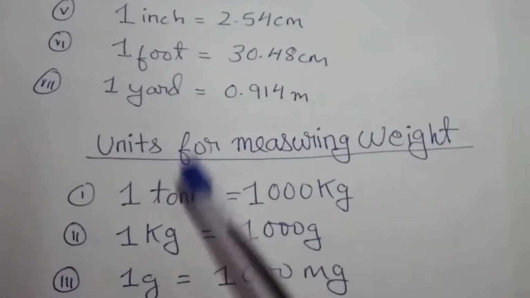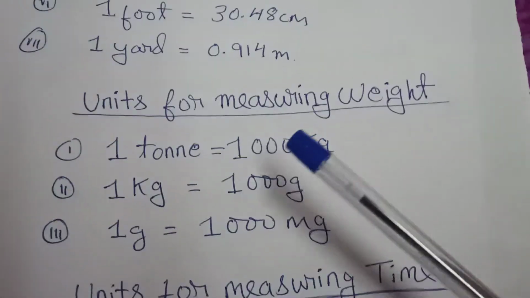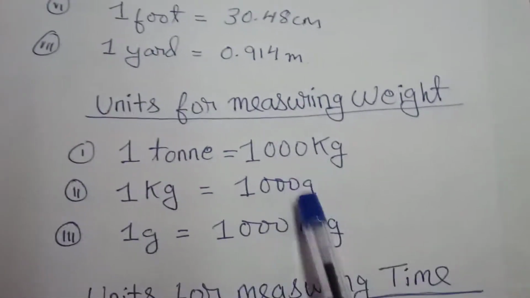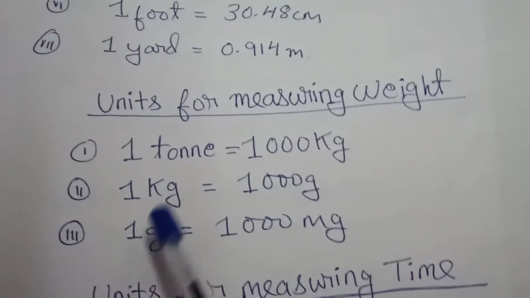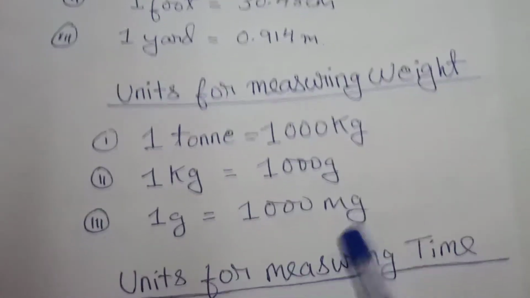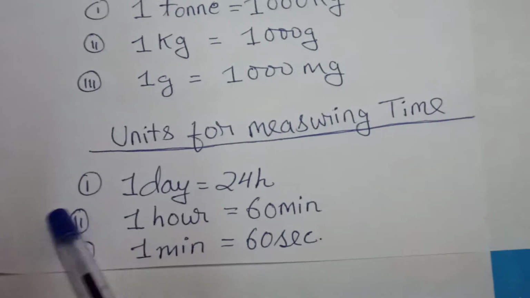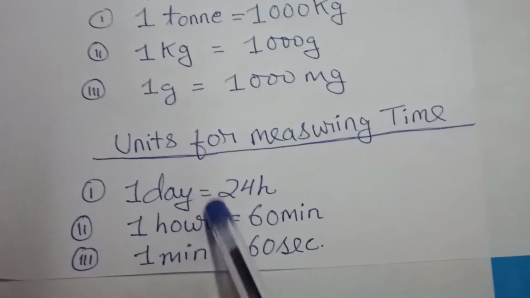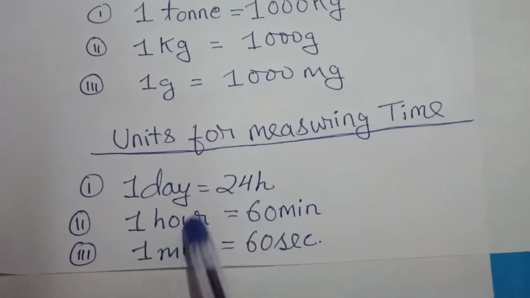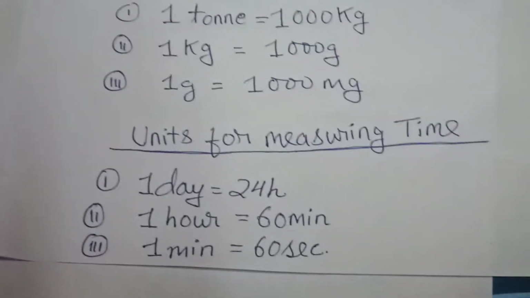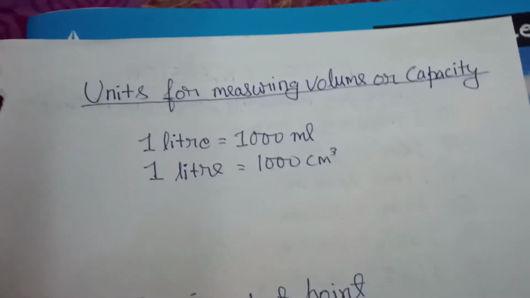Here we can see units for measuring weight. So 1 ton is equal to 1000 kg, and 1 kg is equal to 1000 gram, and 1 gram is equal to 1000 milligram. Again we can see units for measuring time. These two we know, very basic. 1 day is equal to 24 hours, and 1 hour is equal to 60 minutes, and 1 minute is equal to 60 seconds.